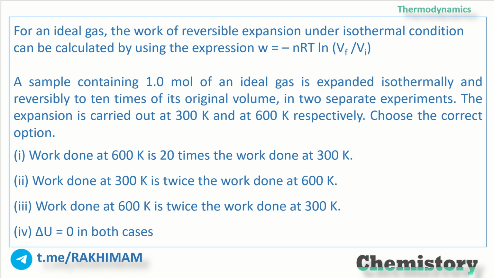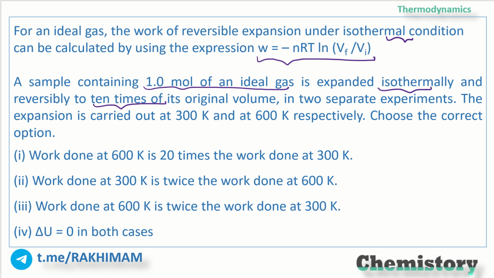For an ideal gas, the work of reversible expansion under isothermal condition can be calculated by using the expression W is equal to minus nRT ln V final by V initial. A sample containing 1 mole of an ideal gas is expanded isothermally and reversibly to 10 times of its original volume. In two separate experiments, the expansion is carried out at 300 Kelvin and at 600 Kelvin. Choose the correct option.